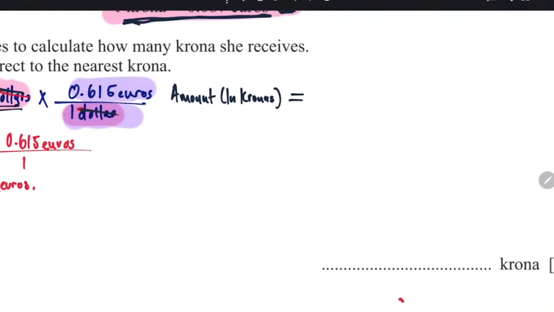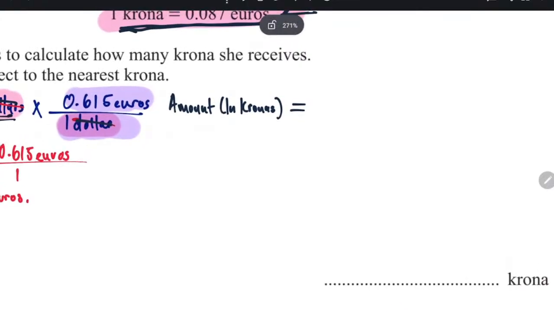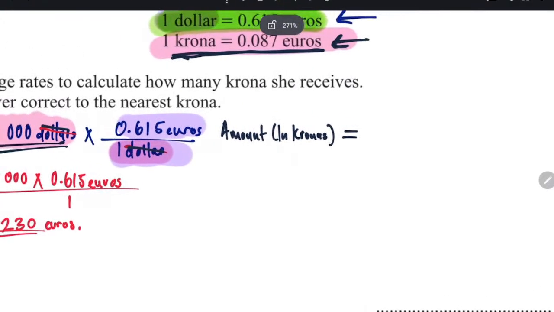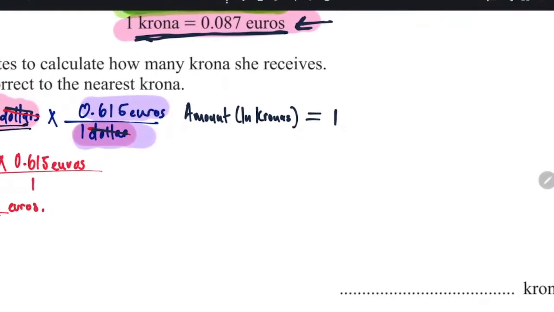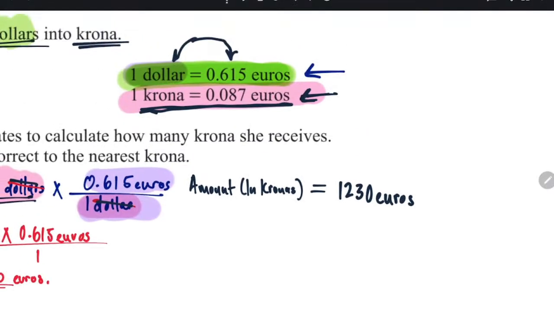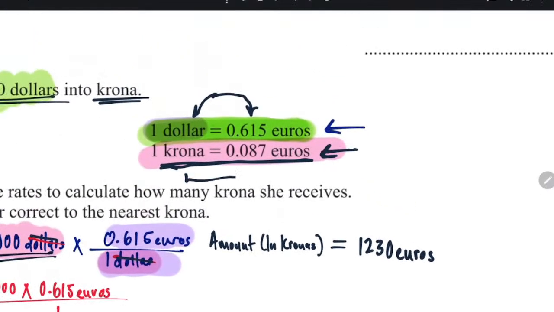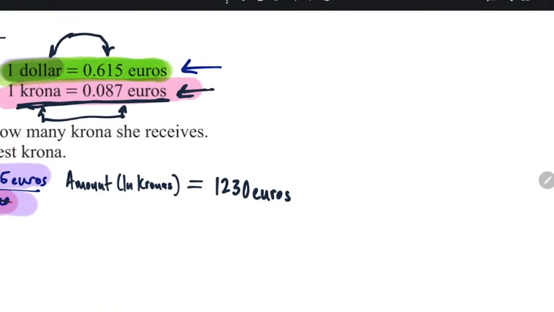You do the same thing. I want it in kronas, but I don't have it in kronas. Let's start with what I have. I have 1230 euros. So you write 1230 euros. Then you say, what is the rate between euros and kronas? Here it is. Euros to kronas. Now, what do you have? 1230 euros. So convert this exchange rate to a fraction. But what you have should go in the denominator, 0.087 euros. What do you want? Kronas, you write on top 1 krona.